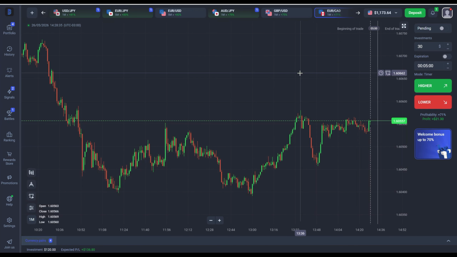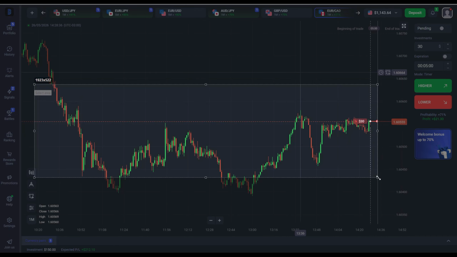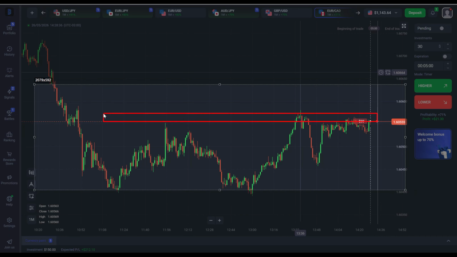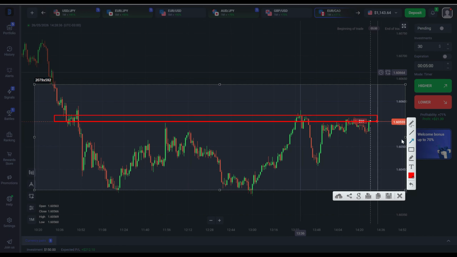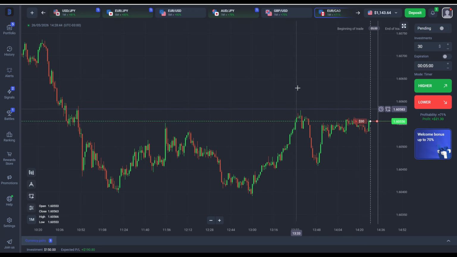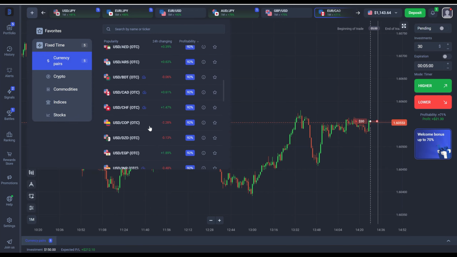Euro Canadian will be opened for a decrease as well, resistance zone. This zone is clearly visible. For the past few hours, the price has not been able to break through this zone. And of course, it's worth trying to open a position from it.